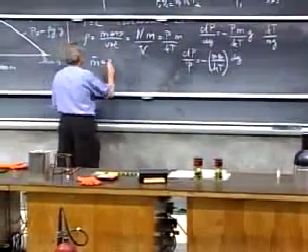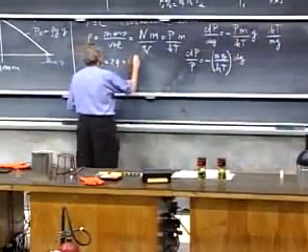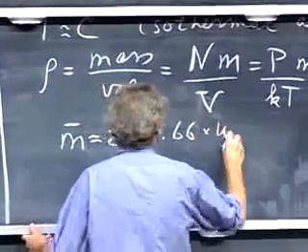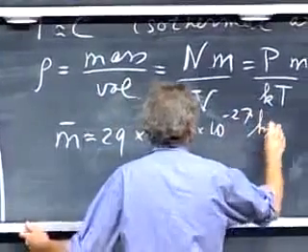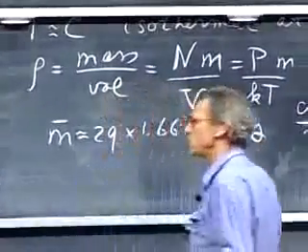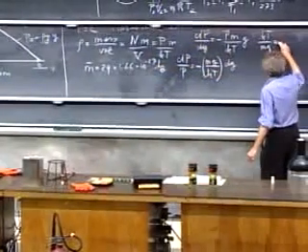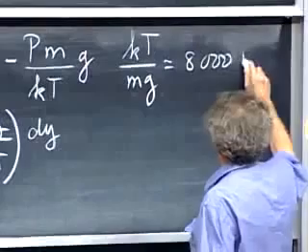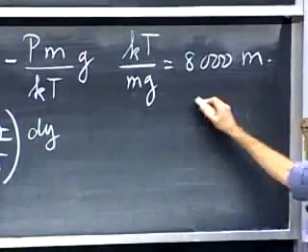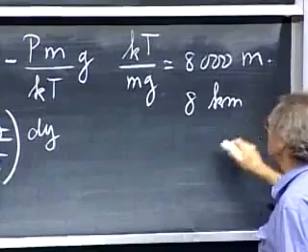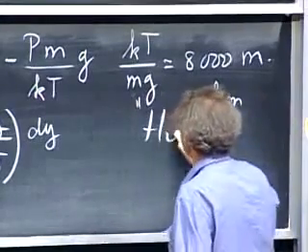And so you'll get that it is roughly 29 times 1.66 times 10 to the minus 27 kilograms. And you stick that in that equation. You can't be too far off. And what you find is that this is 8,000 meters. It has the unit length. Or it is 8 kilometers. And we call this H0.